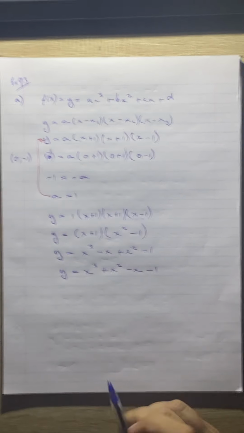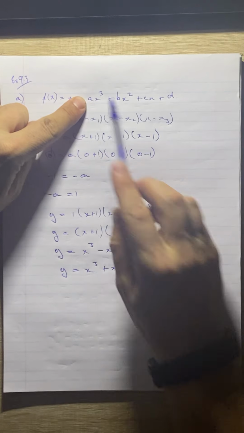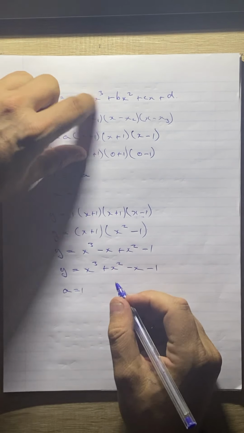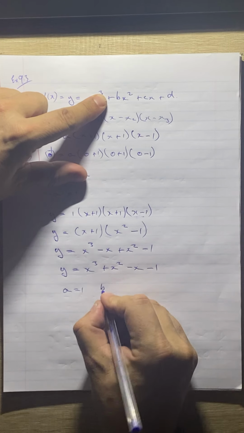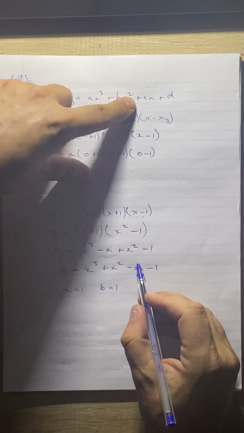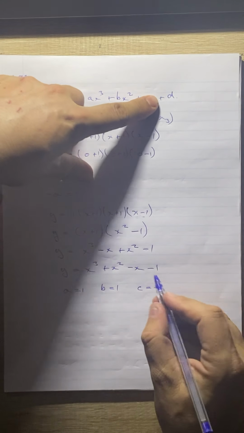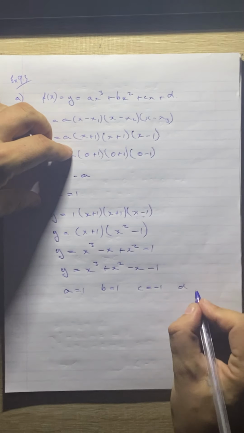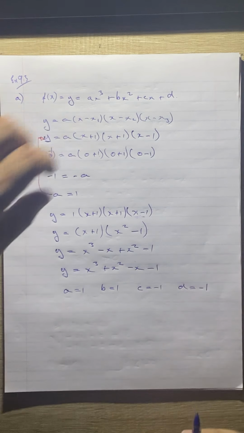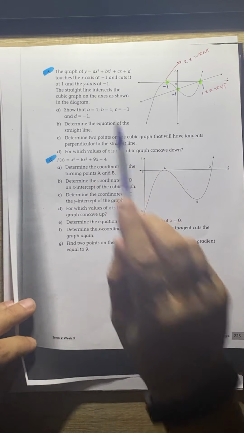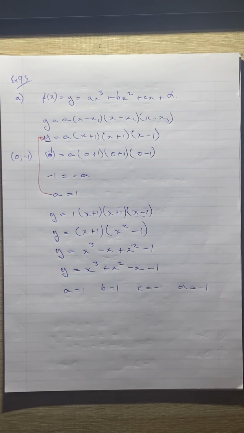Okay, so the a is in front of the x cubed, so a is equal to 1. The b is in front of the x squared, so b is equal to 1. The c is in front of the x, so c is equal to -1. And the d is just your constant term, so d is equal to -1. So, and I think that's what they wanted us to show, that a is 1, b is 1, c is -1, d is -1. And that's what we've got. Okay.